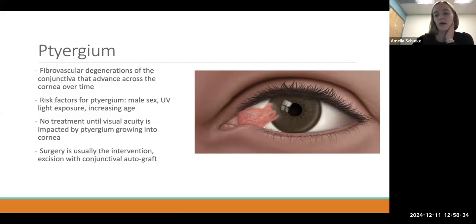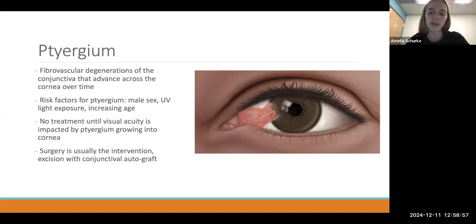Pterygium is this pink fibrovascular lesion that you can see on the nasal edge of this eye. It's a fibrovascular degeneration of the conjunctiva that over time can grow and advance across the cornea. There's lots of risk factors for this, the biggest one being UV light exposure and increasing age.